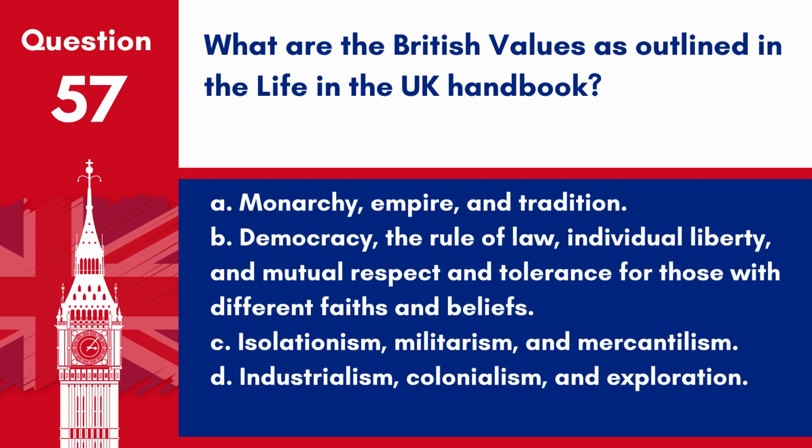Question 57. What are the British values as outlined in the Life in the UK Handbook? A. Monarchy, empire and tradition. B. Democracy, the rule of law, individual liberty, and mutual respect and tolerance for those with different faiths and beliefs. C. Isolationism, militarism, and mercantilism. D. Industrialism, colonialism, and exploration.